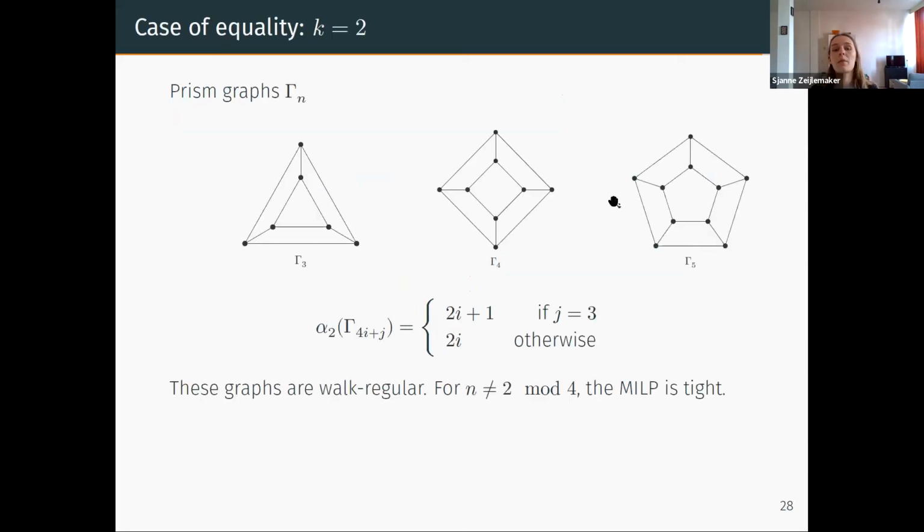So one case where this happens, for example, is in the prism graphs. You can see some of them here. So these are Cayley graphs of the dihedral group, and these are walk regular for any k. And as long as n is not 2 mod 4, we see that our mixed integer program always gives a tight answer. So here is an infinite family for which this bound is tight.